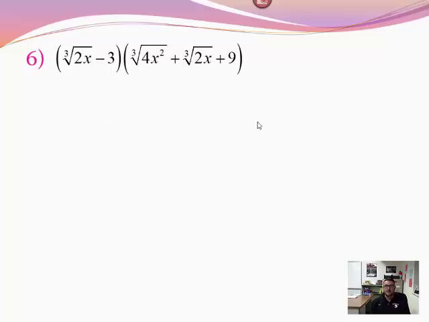Okay. So here I have a binomial times a trinomial. Take this binomial, distribute it through. So the cube root of 2x times the cube root of 4x squared. I'm not even going to waste my time writing the cube root of 8x cubed. I'm going to go straight to 2x.